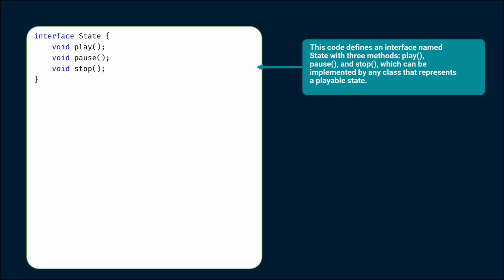Let's now examine the media player class, which serves as the context for managing our states. This class holds instances of each state and keeps track of the current state with the current state variable. The play, pause, and stop methods directly delegate these operations to the current state object. This setup allows for dynamic behavior modification as the user interacts with the media player, demonstrating a clear practical application of the state pattern.